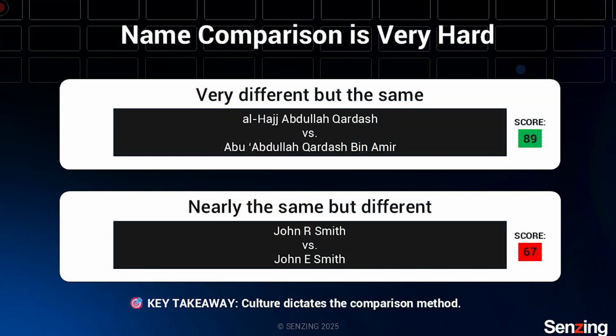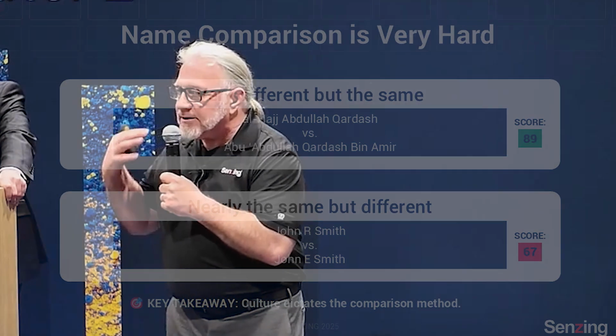And then conversely, if you think about John R. Smith and John E. Smith, in terms of voter registration, these are two different people, but the names are only one letter apart. So this is where it gets really complex in the edge cases. And the takeaway here is that cultural norms determine the kind of comparisons you need to make for effective entity resolution. And so Senzing provides 80 different globalizations to support those kind of cultural norms, make those decisions in a very powerful way.